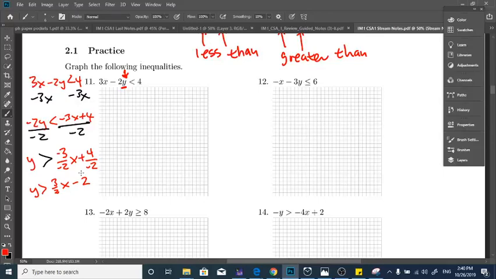Alright, so this is what we got so far. And then now we can just graph this exactly like a line. But we have to be careful of one little detail. So the sign that we have here is greater than. What this means is two things. The first thing is this is going to be a dotted line. And the second thing is it's going to be shade above. So make sure that you are doing that.